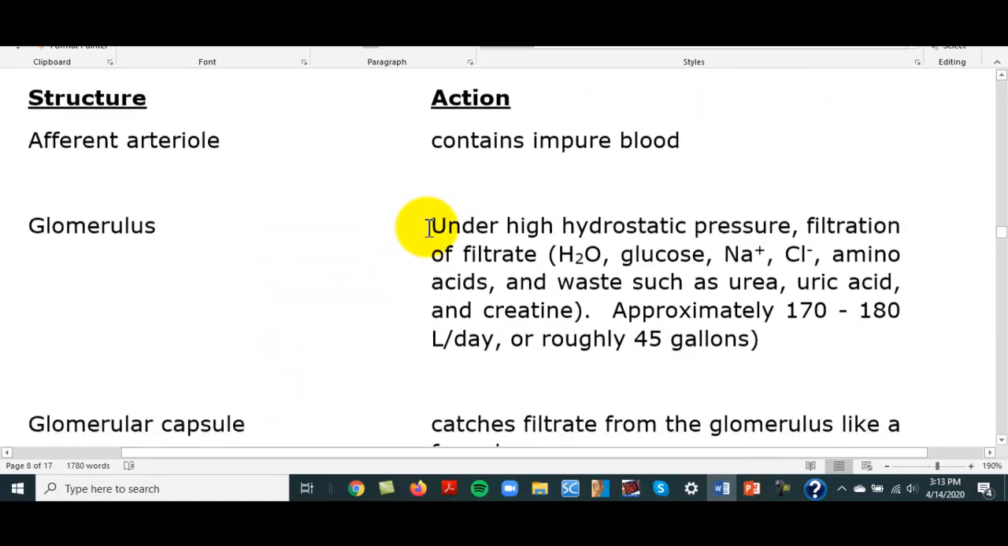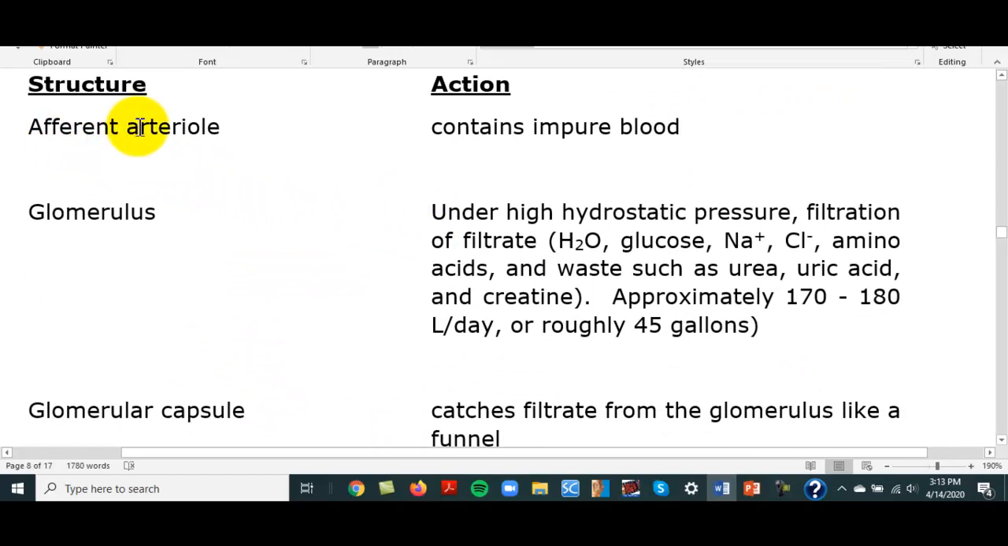Okay, blood entering the kidneys. Now I just showed you the afferent arteriole contains impure blood, evil blood, needs to be filtered. The blood then goes through the glomerulus, and I'm going to go through this with you, and then I'll show you a graph that really emphasizes what we're talking about. Under high hydrostatic pressure, whatever goes through the glomerulus and is filtered becomes what is called filtrate. The glomerular capsule will capture that.